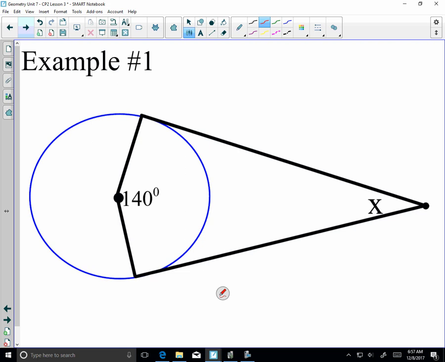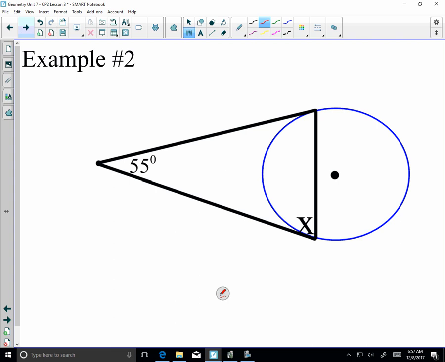Now, looking through a few examples here, applying this idea of tangent lines to the radii of a circle, what can we do overall? We know that this is a 90. We know this is a 90. So worst case scenario, we can work with the entire sum equals 360. But we also want to understand that these two angles are supplementary. So x plus 140 equals 180, and x equals 40 degrees.